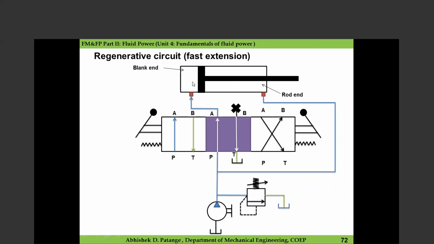So the answer is: this piston will move from left hand side to right hand side when it gives more cylinder force from this direction. If you can see the blank end area, the pressure which is generated over here will give you more cylinder force, because the pressure generated here and here will be the same, since pressure is transmitted equally throughout the system. So everywhere the pressure will be the same.